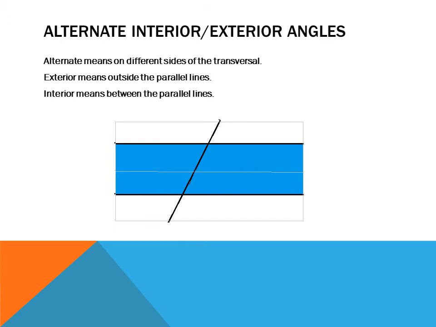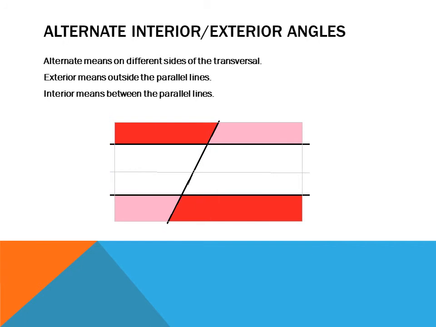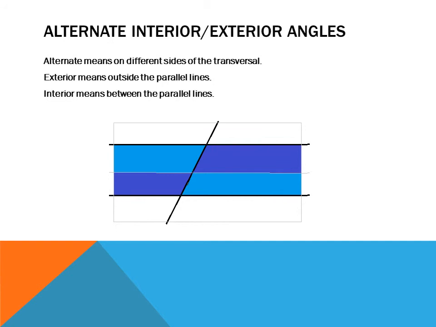They are congruent. Okay? So our first set is alternate exterior angles. So the red ones are alternate exterior, left and right, and our pink ones are alternate exterior. Okay, now here's 2 sets of alternate interior angles. The dark blue are alternate interior and the light blue are alternate interior. So the dark blue ones have the same measure and the light blue ones have the same measure. So you have 4 sets of alternate interior or alternate exterior angles.